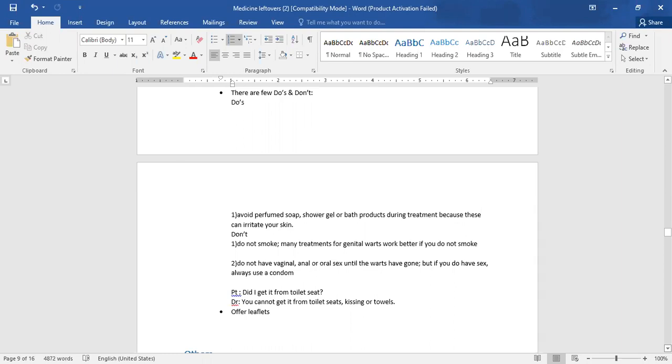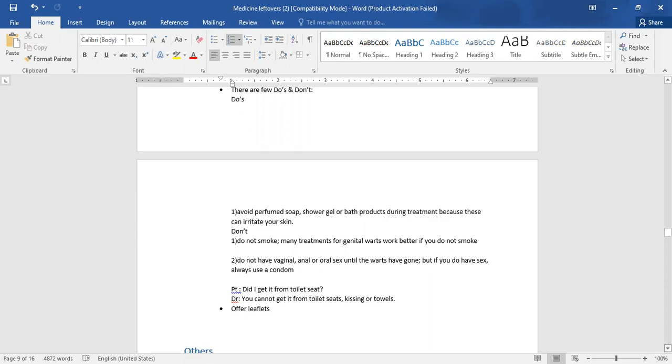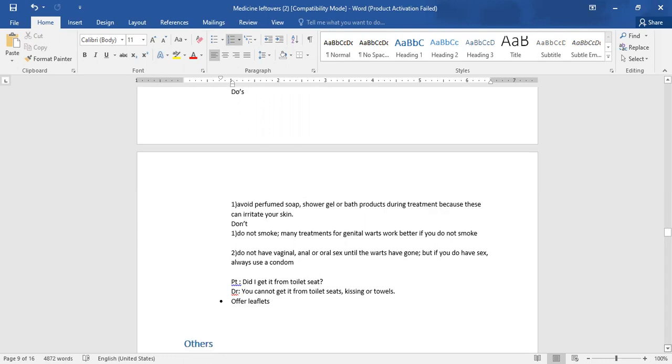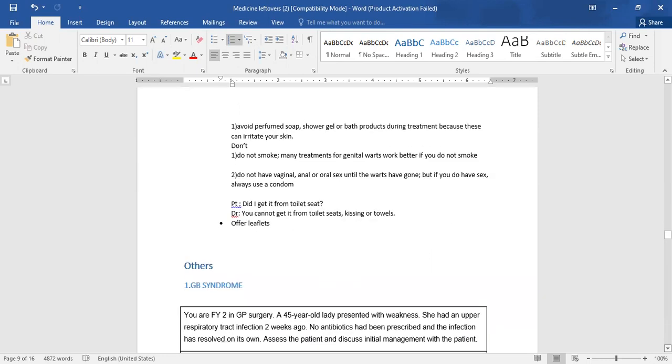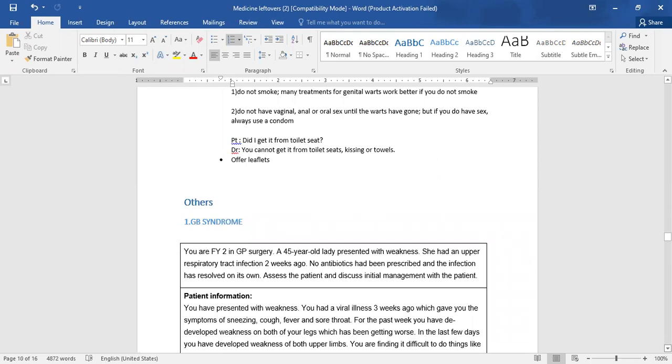Now the patient question would be, did I get it from the toilet seat? No, you cannot get it from the toilet seat, kissing, or towels, and then offer the leaflets. That's it. Okay, so people, these were all the questions related to STIs. I hope I have cleared all the questions for you, and these are all the points that they can ask you in a sexually transmitted infection related scenario.